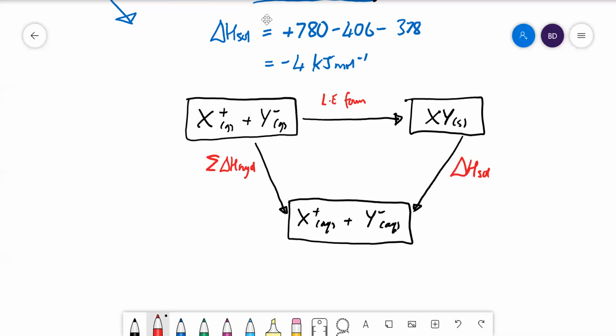Let's do a slightly more complicated one: calcium chloride. We're given the following data for calcium chloride. The lattice enthalpy is a lot higher than sodium chloride, because the calcium ion is 2+, so there's stronger attraction between the ions. That's minus 2258 kilojoules per mole.